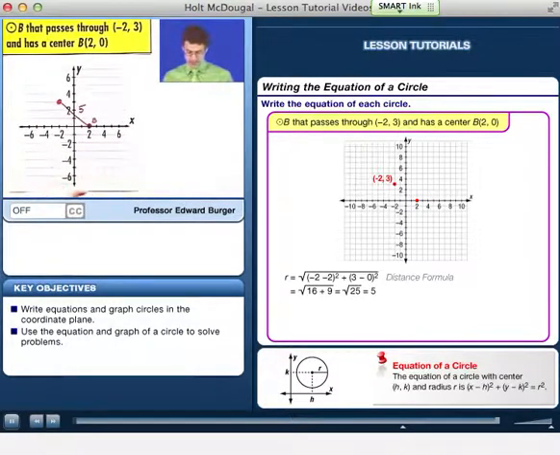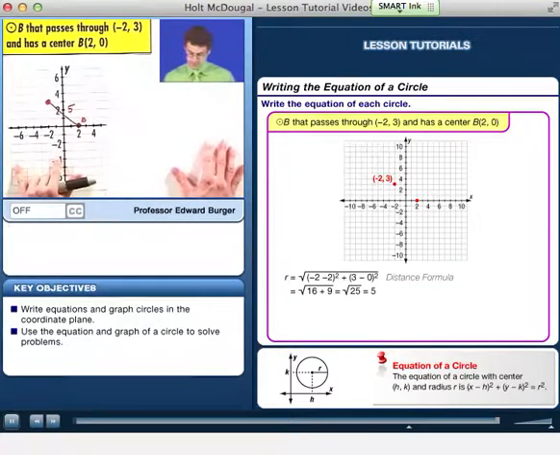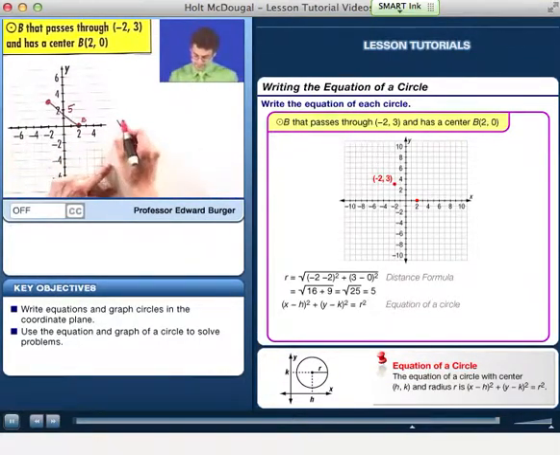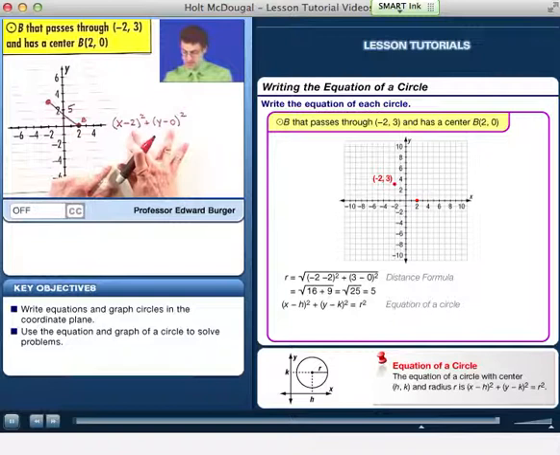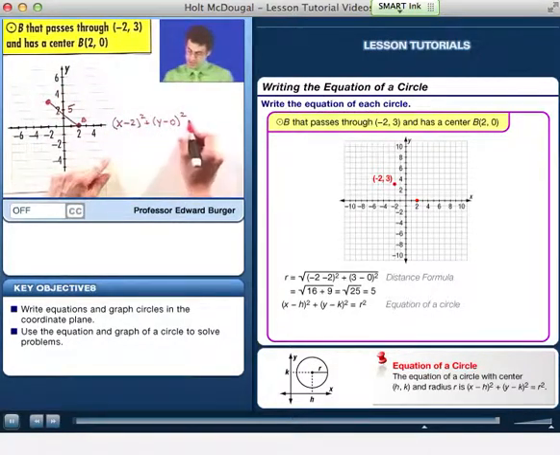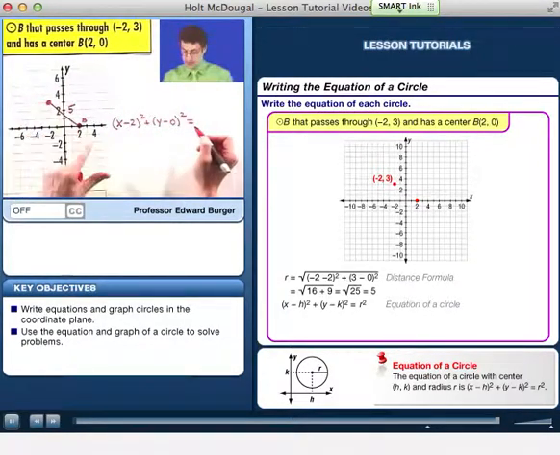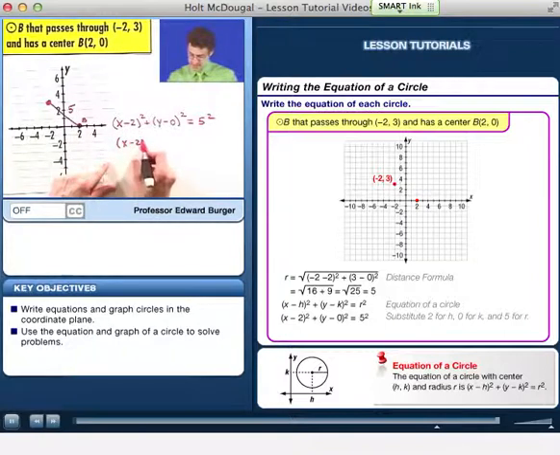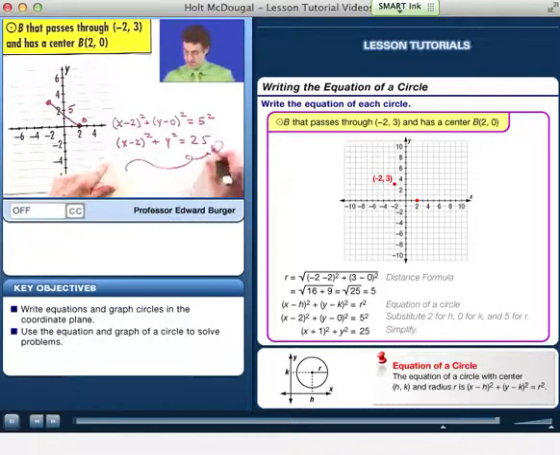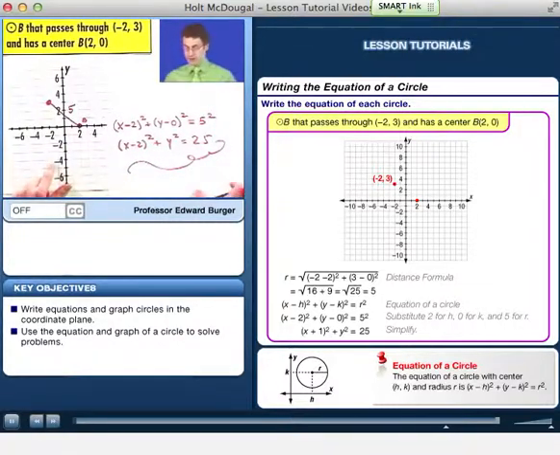And so, how can I write down the equation for this circle? Well, I know its center. So I have x minus 2 squared plus y minus 0 squared, notice the center, 2, 0, equals the radius squared. Oh, 5 squared. I know what that is. That's 25. And so I can write this nicely as x minus 2 squared plus just y squared equals 25. So there's the equation.